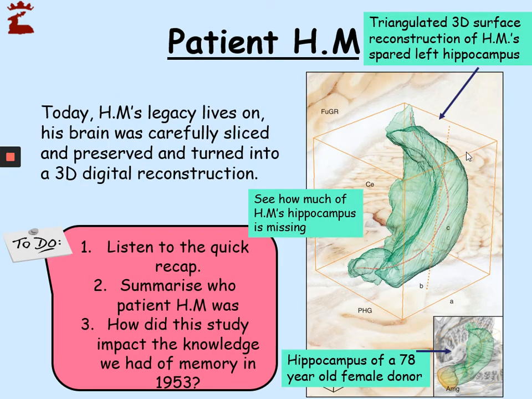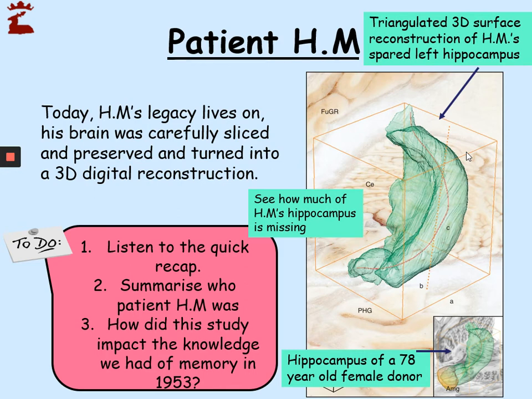If you have a look at the picture here on the right hand side, what they did after HM died is they got his brain, sliced it and preserved it, and turned it into a 3D reconstruction. So the image on the right is a 3D image reconstruction of HM's brain. At the bottom right hand corner, you've got the hippocampus of a 78-year-old female, and she was a donor, so she's donated her brain to science so that we can look inside it. On that image you can see an orange shaded area on the end.